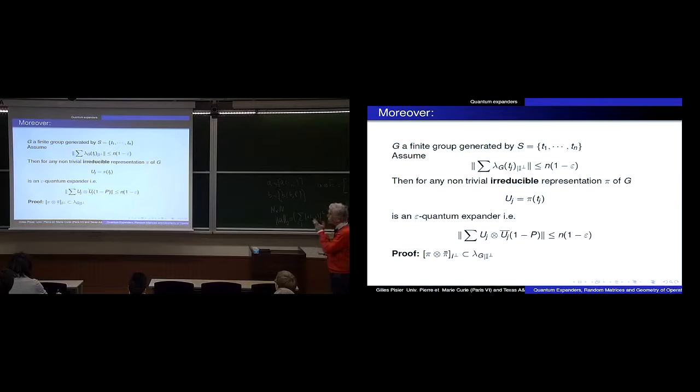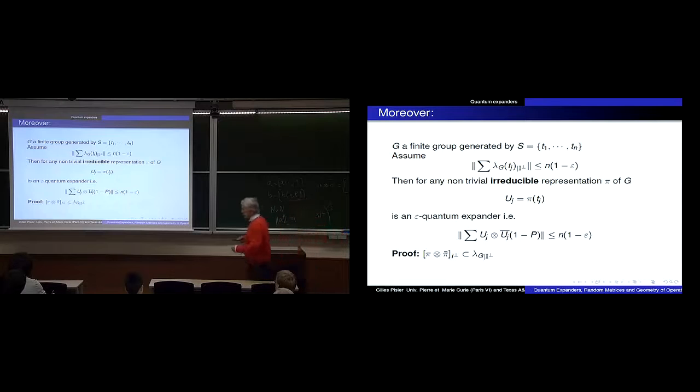Okay, so now let's look at how we can pass from expanders to quantum expanders. So we take a finite group, and we assume we have the expander condition, which is here. Now, take this representation, lambda g, which is here, the left regular representation. Of course, the classical thing is that it decomposes into irreducibles. So take an irreducible pi, and now look at the unitaries which are associated to these generators that we fixed here. So we have an n-tuple now, little n-tuple of unitaries. And this is an epsilon quantum expander with the same epsilon as here.